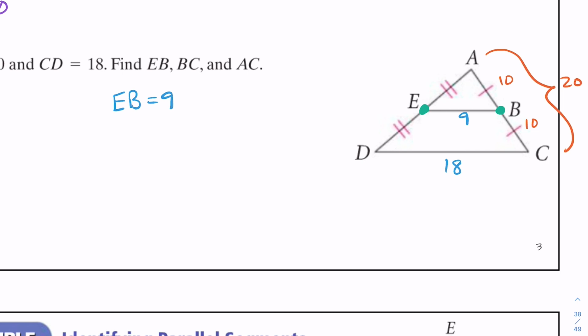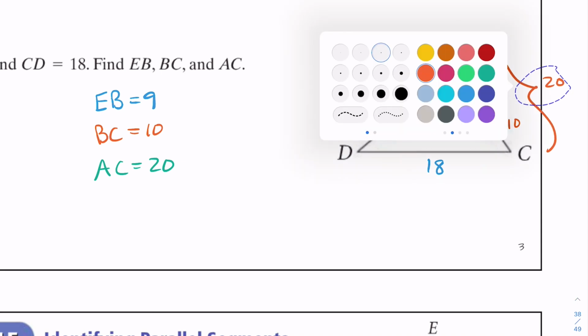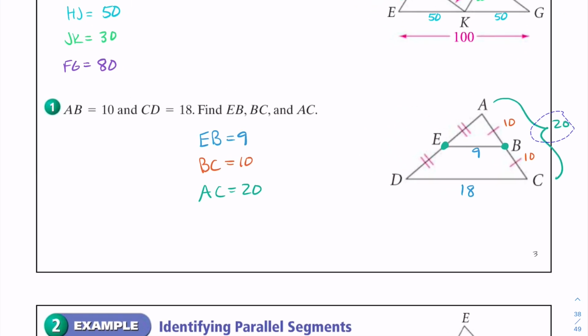BC is 10. And AC is the whole thing, which is going to be equal to 20. So I'll just change the color of this one. Whoops, I didn't mean that. All right. Notice they didn't give us EA, but we could find DE if they did, and then we could double it to find DA if we needed to.